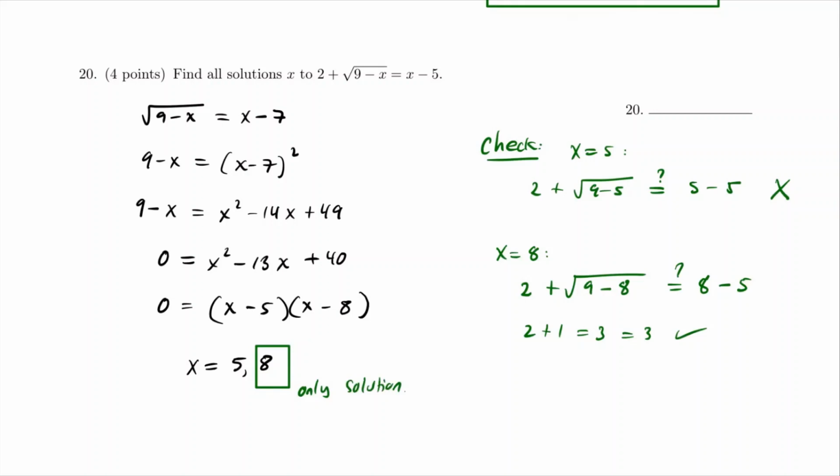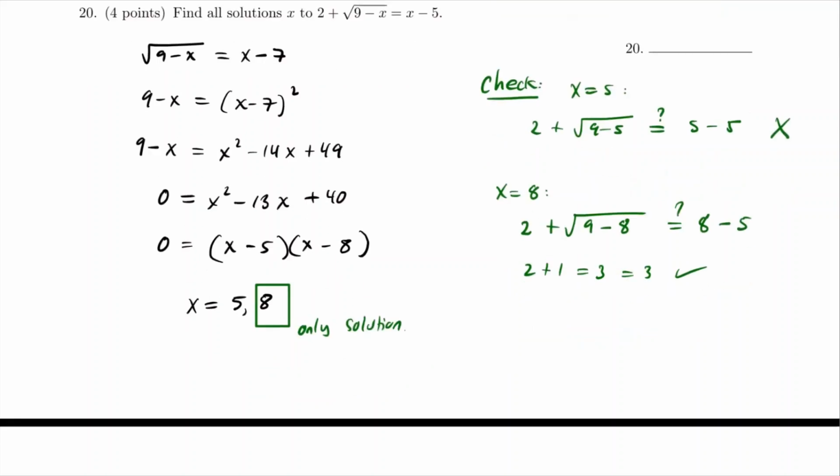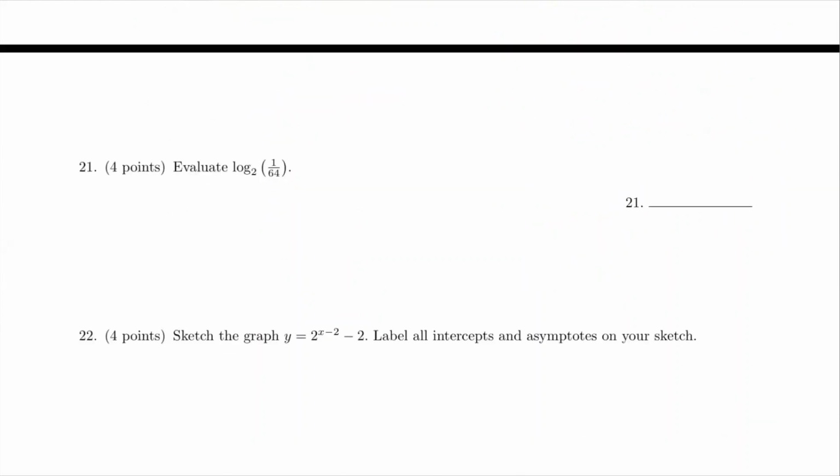All right. So I hope you're getting most of the questions right, but let's continue on. We've got a few more to do. So we want to find log base 2 of 1 over 64. Turn it into an equation. So I'm going to say log base 2 of 1 over 64 is equal to x.